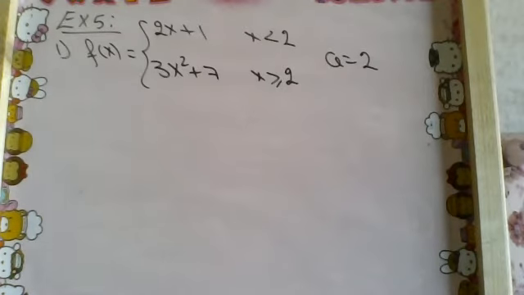Okay, so you have to determine whether the function is continuous at x equal a or not, where a here in part 1 is a equal 2. Right. How to start? Who would like to start?